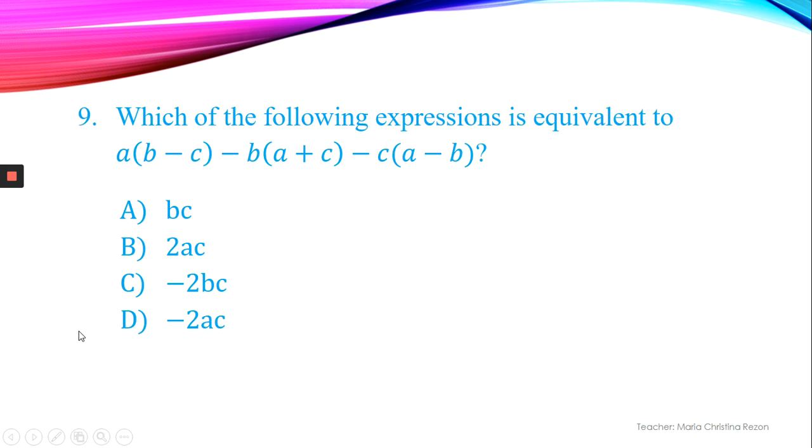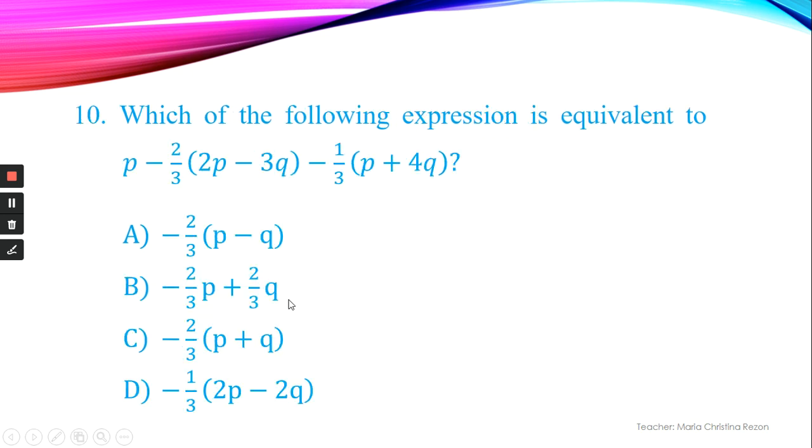Then pretty sure your answer, if you simplified it correctly, you will arrive at one of the choices here, which is the correct answer. And then number 10, which of the following expressions is equivalent to p minus 2/3 times the quantity 2p minus 3q minus 1/3 of the quantity p plus 4q. So what you will do is simplify this expression, get rid of the grouping symbols, and then combine like terms. Then you will arrive at an answer which is found in your choices here.